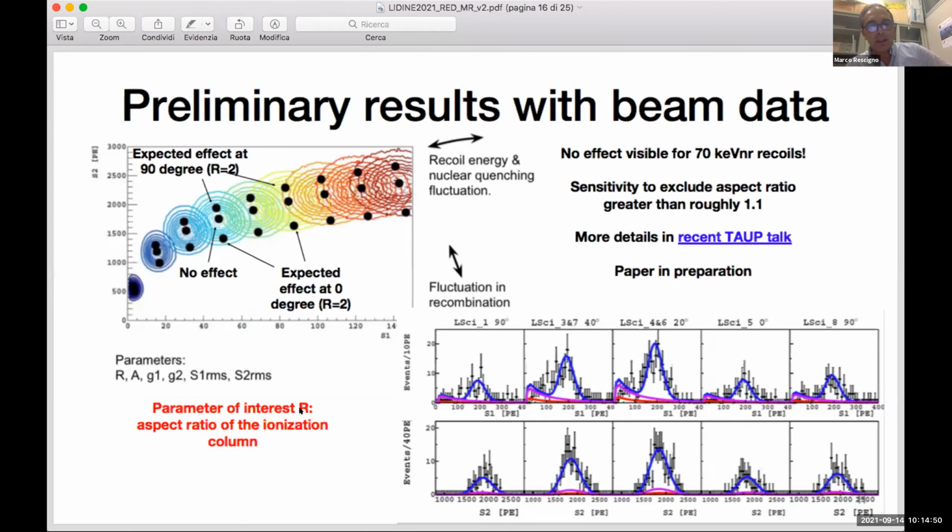The parameter of interest here is R, which is the aspect ratio of the recombination column, the length over the width. Unfortunately, I can anticipate that we see no big effects, and we will probably exclude something like R of 1.1, somehow casting some doubts on the previous claim from SCENE. Anyhow, this is only one single energy point, and more work will be needed to fully validate this.